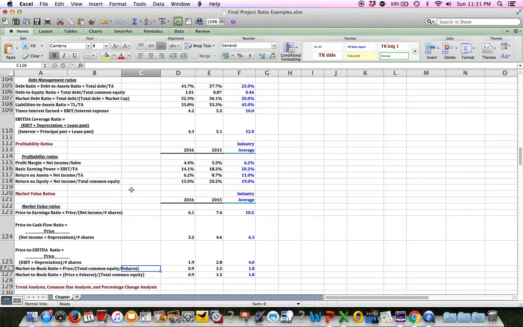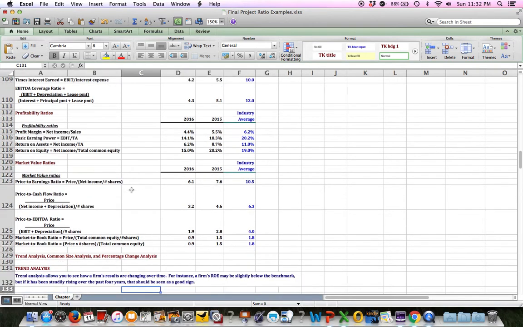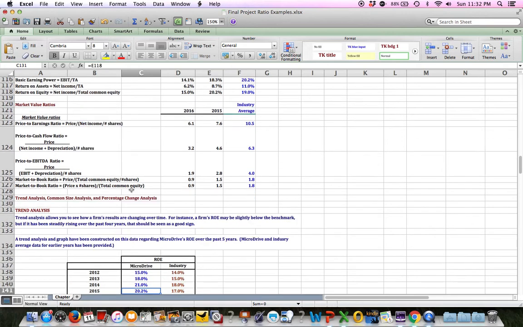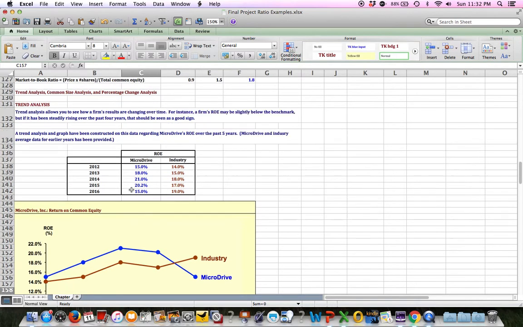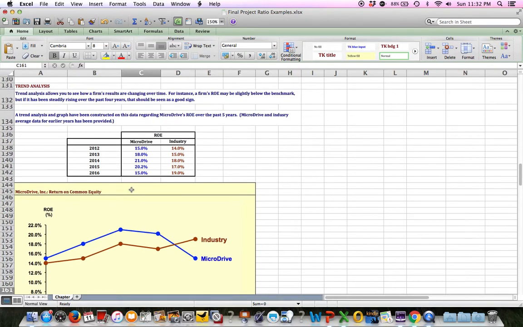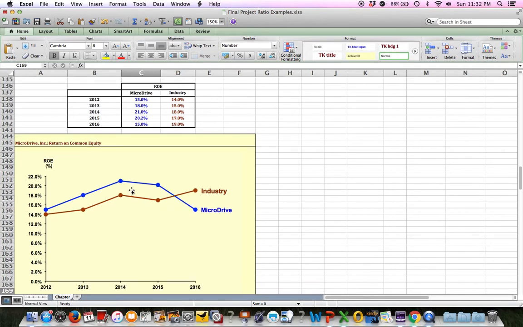Just basically say, here is what I discovered, here's what I found, the trend is good, the trend is bad, the trend is inconclusive, and just describe to me what that means in your own words. Some other things that you can do down here is do a trend analysis over several years, and it's just showing you what that would look like.